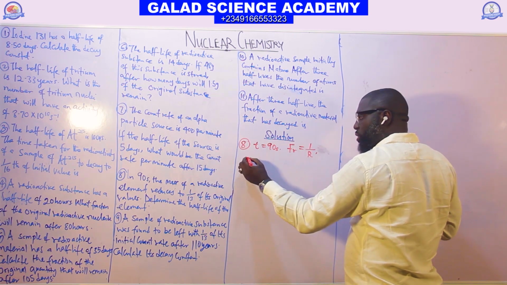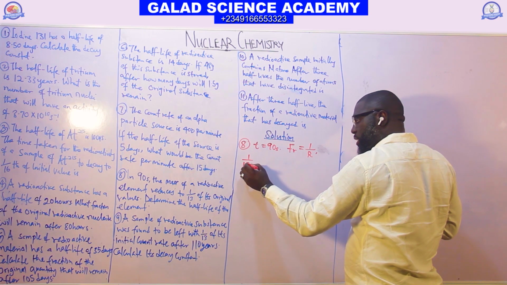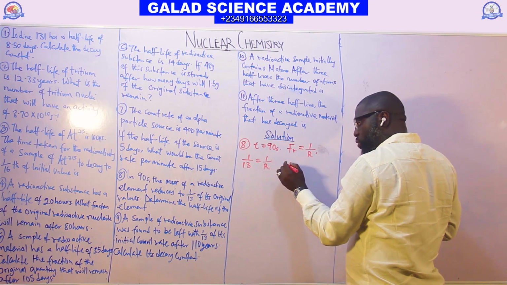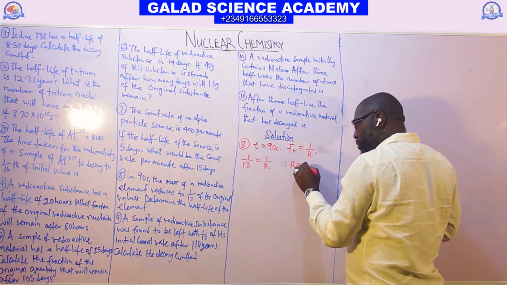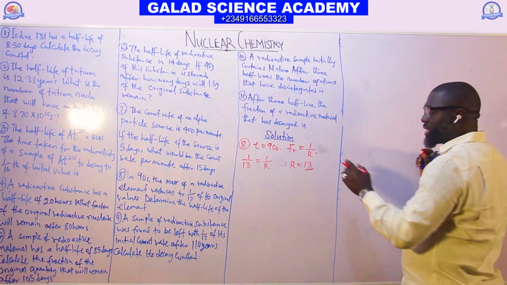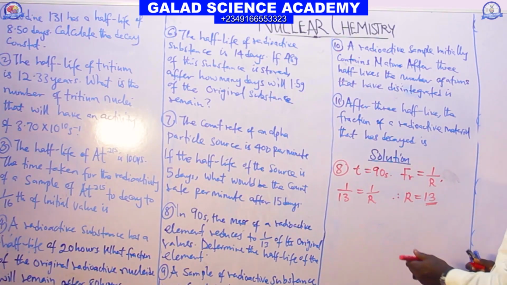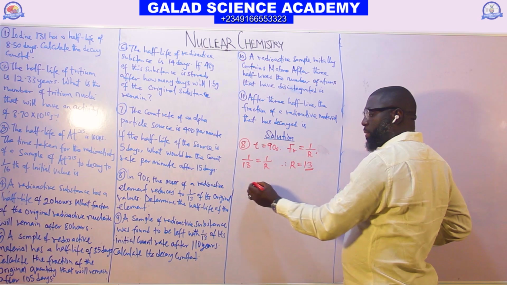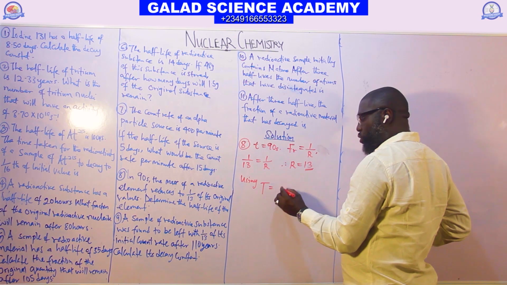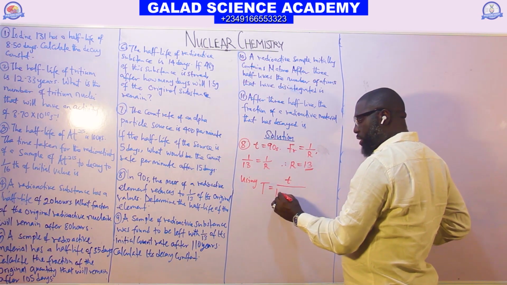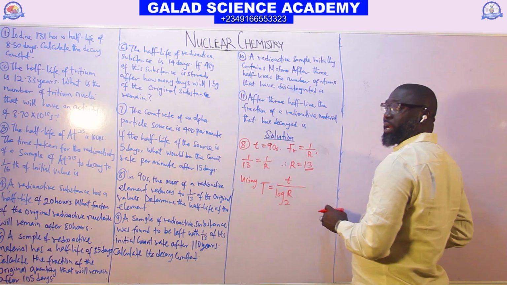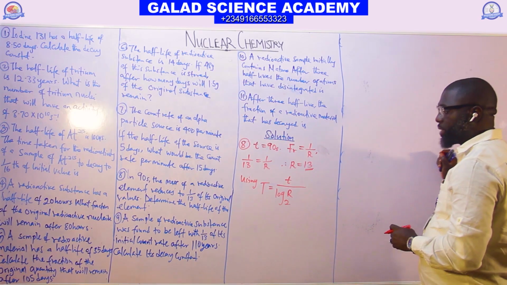From the same, we have 1 over 13 equal to 1 over half. From this expression, our half should be 13. Good. So we are looking for capital letter T, the half-life T. Using that, half-life T is equal to t logarithm of R base 2. Remember this short trick that I gave you that time?